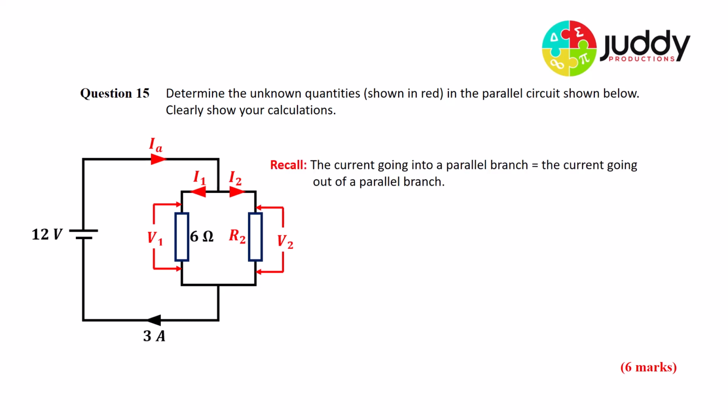Recall, the current going into a parallel branch must equal the current going out of a parallel branch. So this current A coming into the branch, it gets split to the left, to the right, and then it combines and continues on back to the battery. So the current going into the branch must be equal to the current coming out of the branch. Therefore, current IA must be equal to 3 amps.